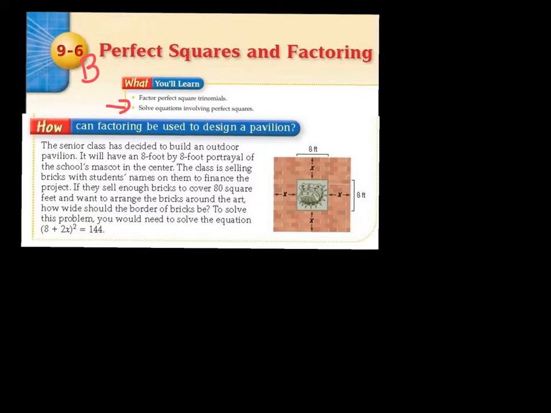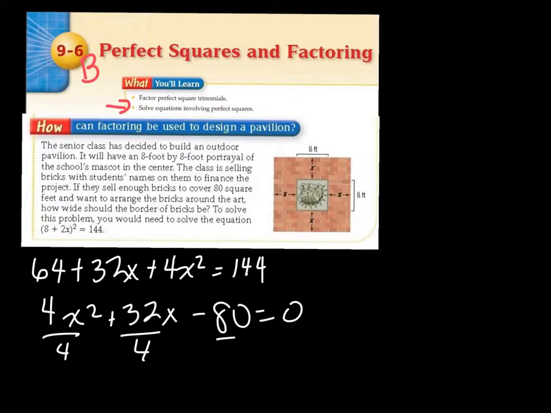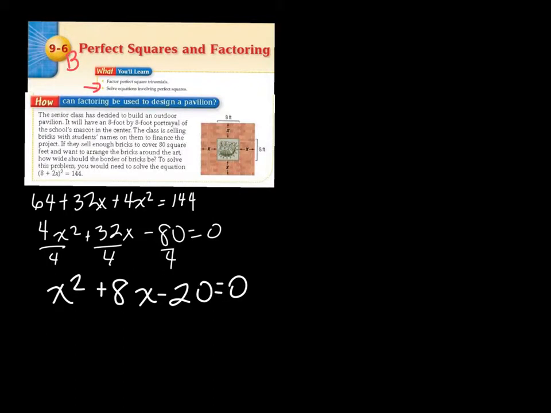When we square a binomial, the pattern is first term squared, first times second times 2, so plus 32x, plus the second term squared. Now we like to have things in descending order, so we're used to having it. And let's subtract 144 from both sides. Now I can see everything is divisible by 4. So I need factors of negative 20 to give me a sum of positive 8.